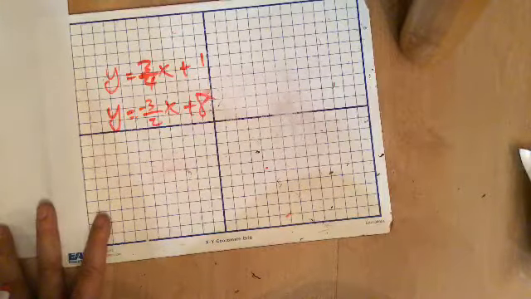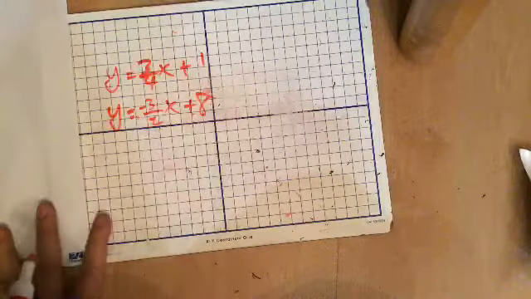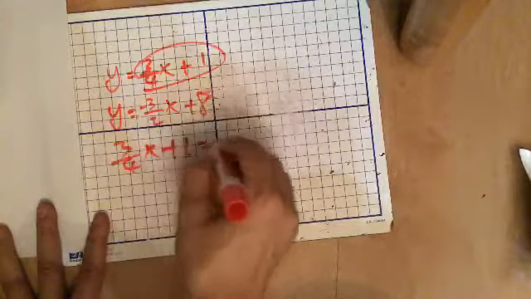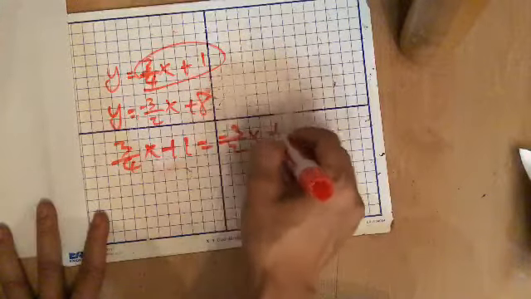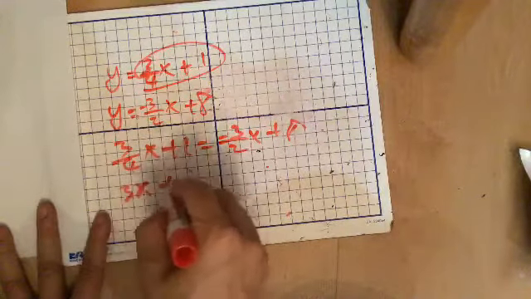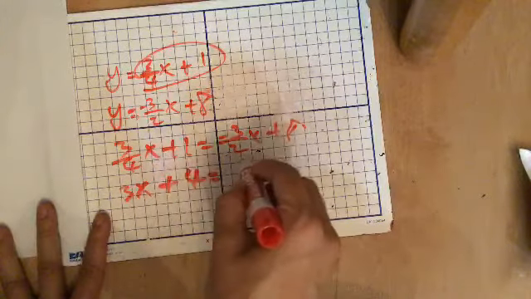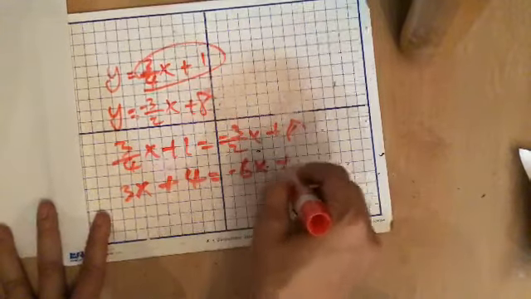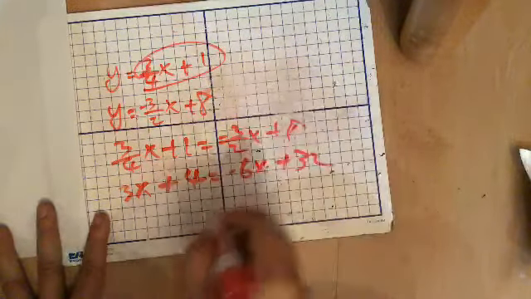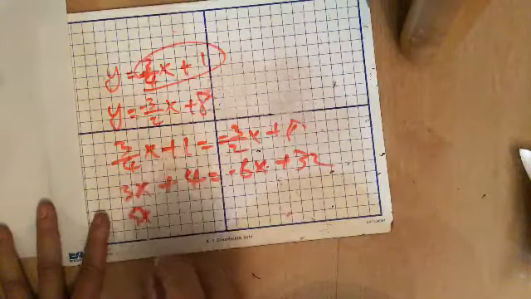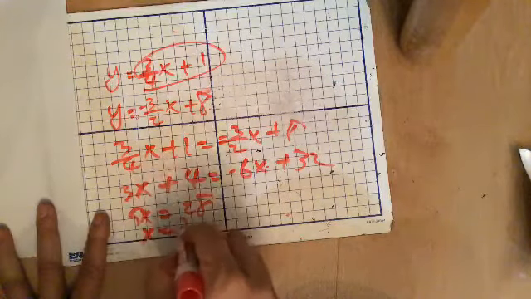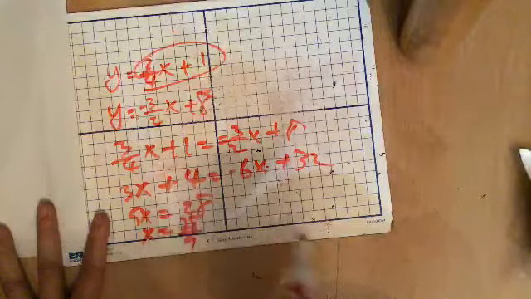So then you can use substitution, because this is actually a substitution right here. You can substitute this into here, so it'll be 3 over 4 x plus 1 is equal to -3 over 2 x plus 8. And then you can multiply everything by 4, and then you're going to get 3x plus 4 is equal to -6x plus, if I multiply by 4, it's going to be 32. So this one's going to give you 9x is equal to 28. x is equal to 28 over 9.